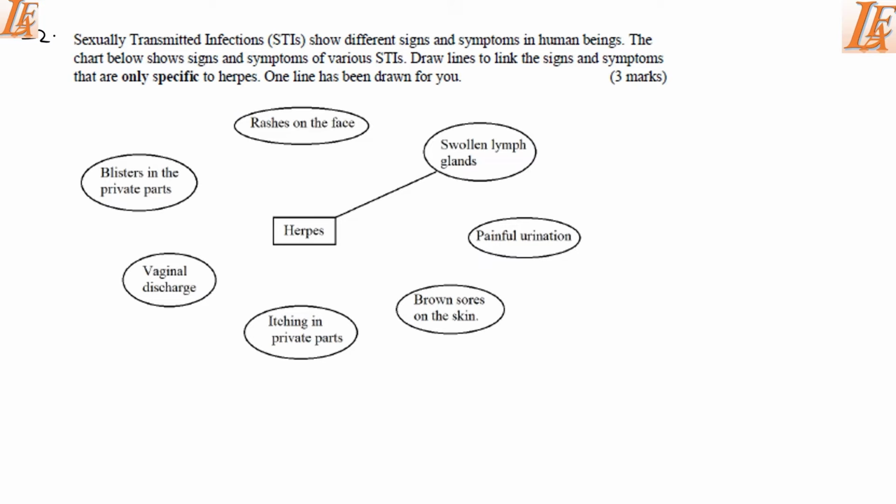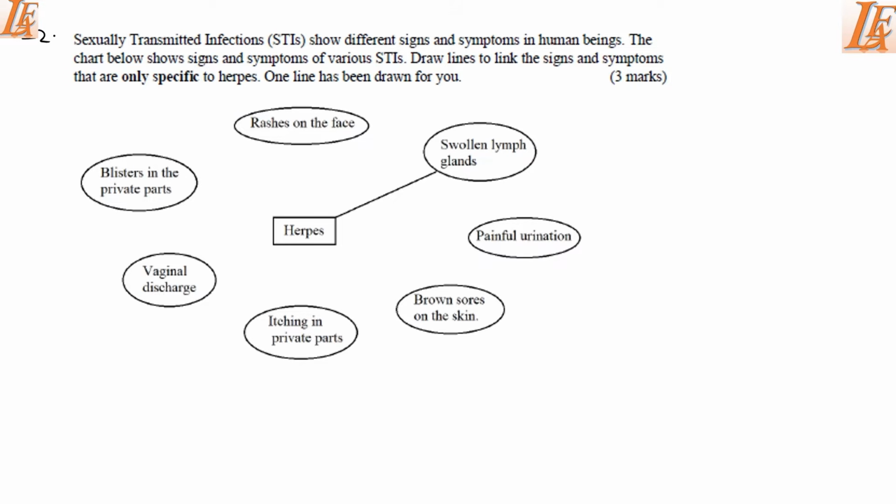Sexually transmitted infection studies, STIs, show different signs and symptoms in human beings. The chart below shows signs and symptoms of various STIs. Draw lines to link the sign and symptom that are only specific for the herpes. One line has been drawn for you.